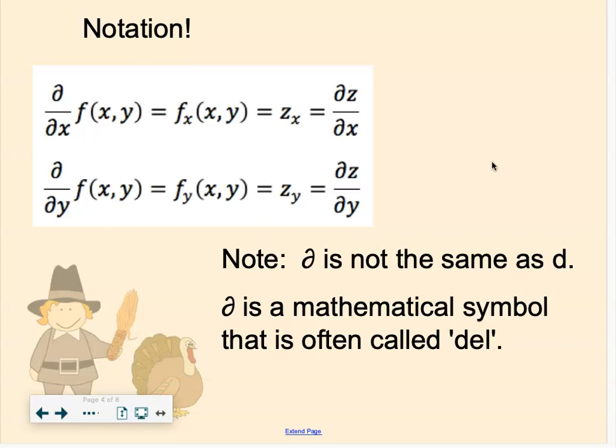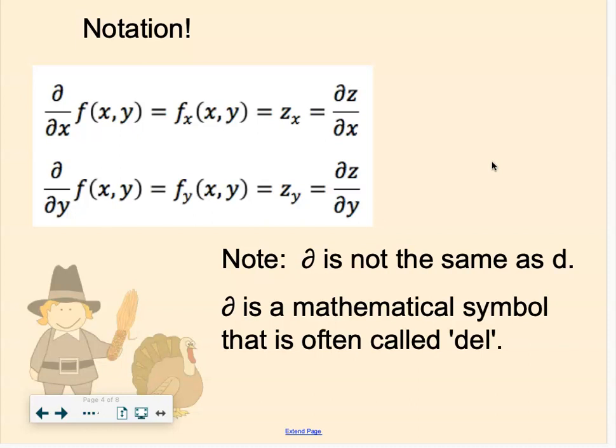So anyway, if we're doing the partial derivative with respect to x, you can write del x of f of xy, or f sub x of xy, or z sub x, or del z del x, partial z partial x. I tend to just use the subscripts the most often. I think they're the fastest and easiest way to write it. But it's your choice. You are welcome to use any method that you like. Okay, so that's notation for partial derivatives. Use the squiggle D.